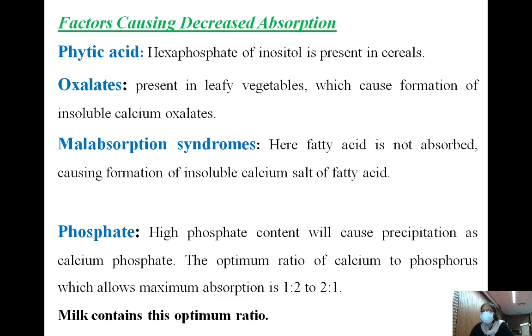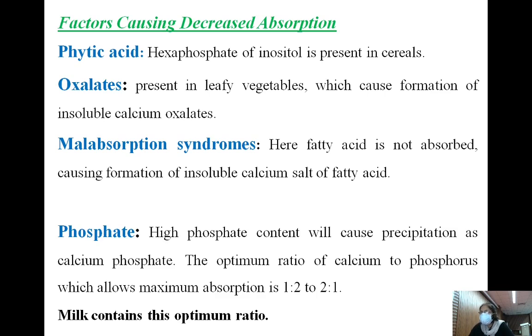In case of malabsorption syndrome, the fatty acid is not absorbed, causing formation of an insoluble calcium salt of fatty acid. Fatty acids are usually not absorbed, and this leads to formation of the calcium salt with the fatty acid, isn't it? High phosphate content will cause precipitation as calcium phosphate.